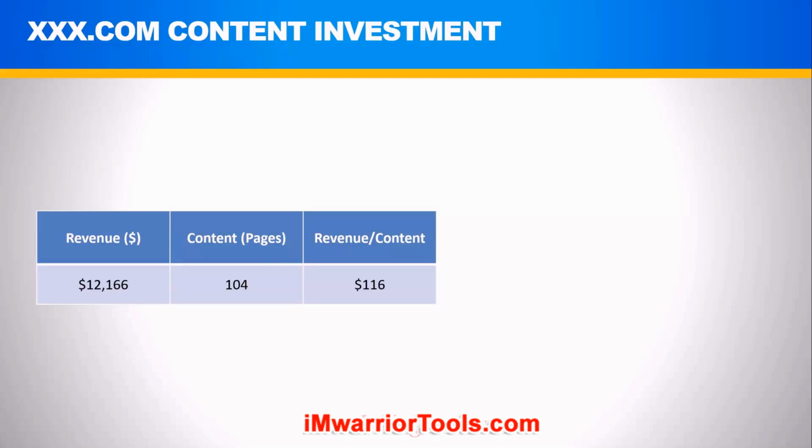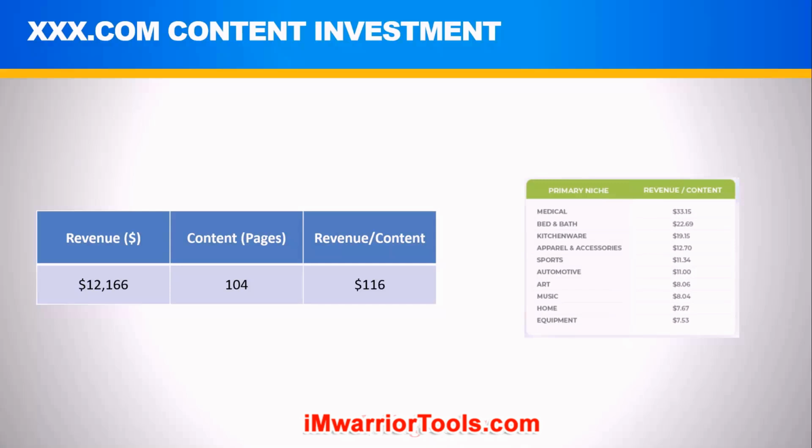So this website was making $12,000 a month. It had invested 104 pages of content. So its revenue for content is about $116. Putting that up against the categorical breakdown of revenue per content, it blows past all of them. It's an amazing niche to get into. It will tell you it is within one of these categories, but it was an outlier within one of them, so it really brought up its average. So yes, this is awesome in terms of content investment.